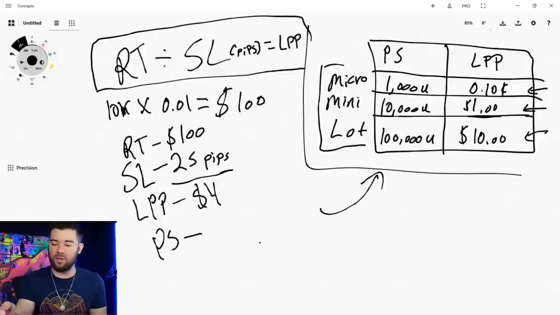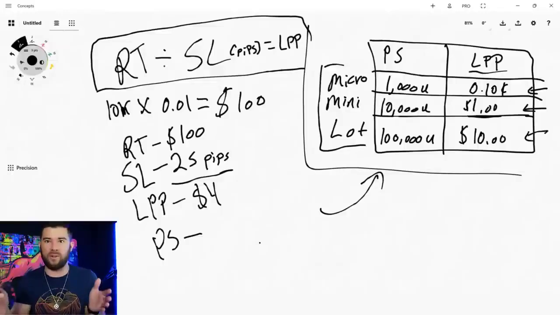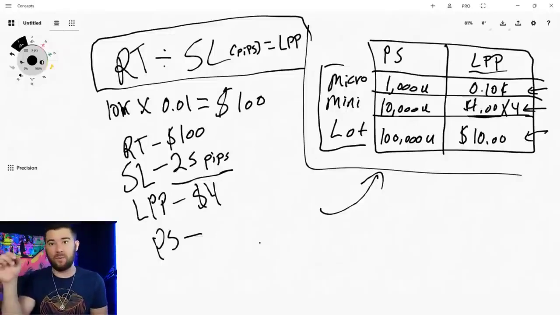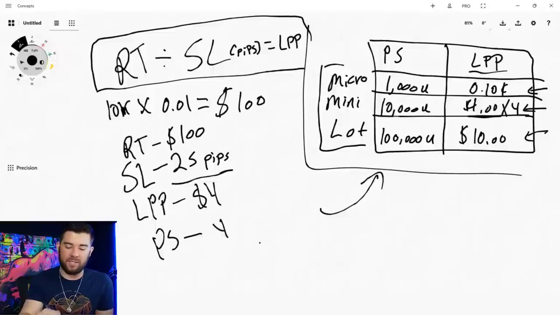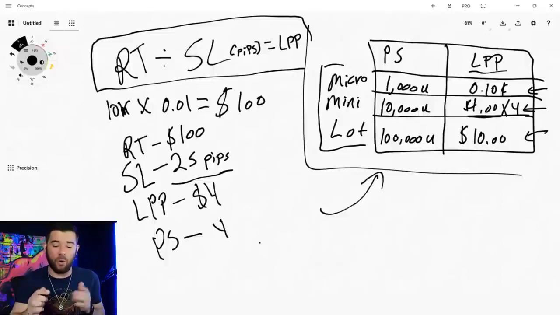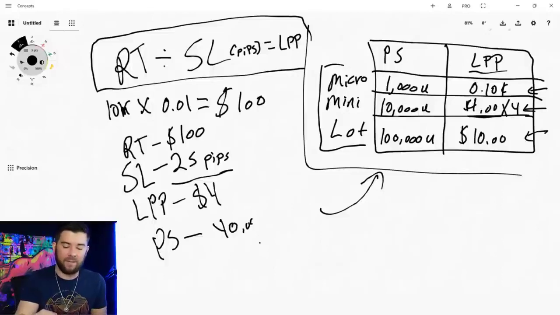The only thing you need to do is look over here, LPP, and figure out where can I get $4 out of this. Well, it's pretty easy to see that 1 mini lot times 4 will give you a $4 risk per pip, $4 loss per pip in this table, right? So the only thing we would have to do is put a position size on this trade of 40,000 units or 4 mini lots.